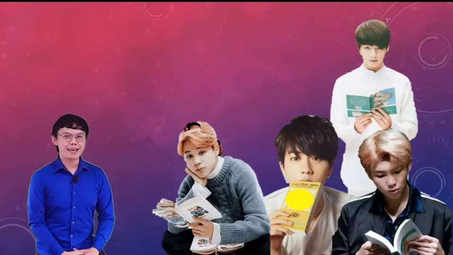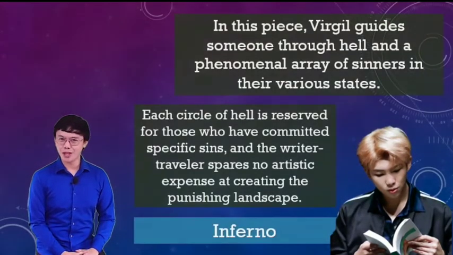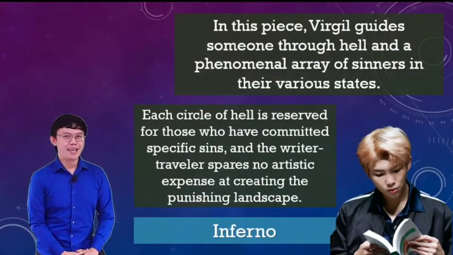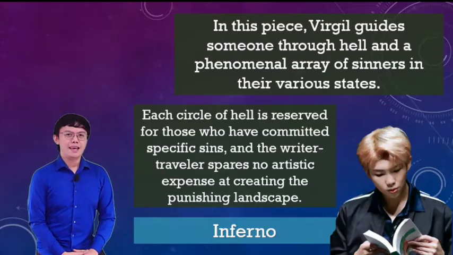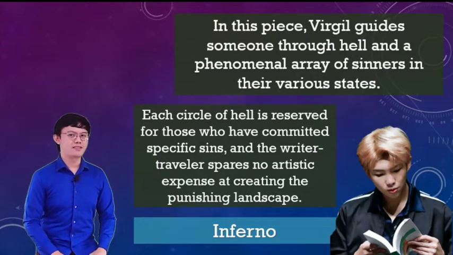We shall be looking at the literary piece inside each book. Let's start with RM. RM, what do we have there? Oh, it is Inferno. In this piece, Virgil guides someone through hell and a phenomenal array of sinners in their various states. Each circle of hell is reserved for those who have committed specific sins. And the writer-traveler spares no artistic expense at creating the punishing landscape.